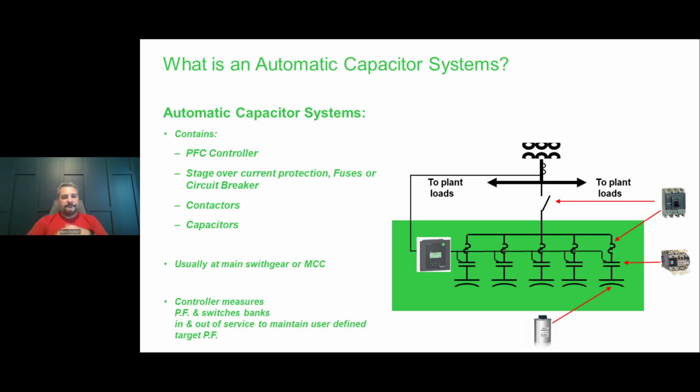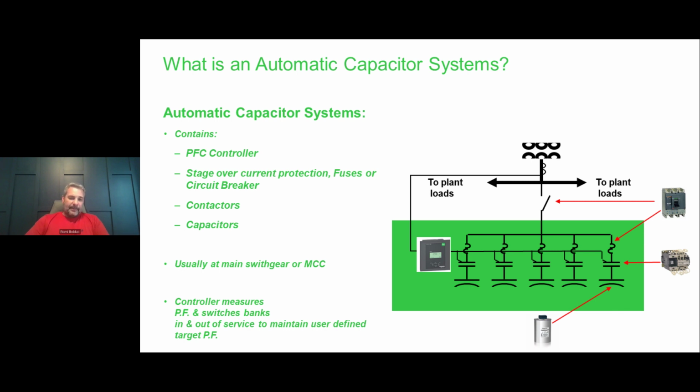What's inside an automatic capacitor bank? Typically, these banks are connected in parallel with the rest of the load. You would have a system of bus, multiple capacitor steps. Each step would have an overcurrent protection with a breaker, which also gives you overload protection. You would have an electromechanical contactor and your capacitor.